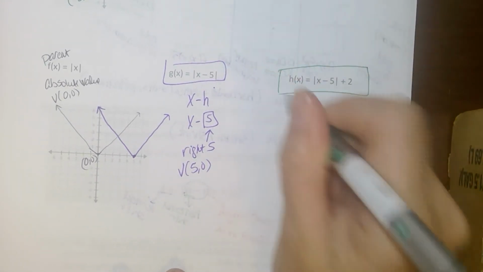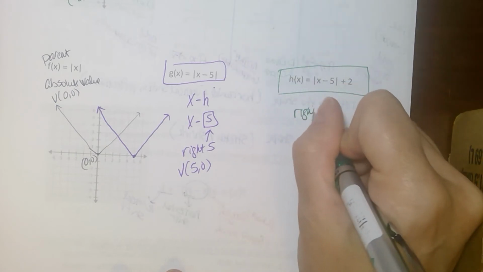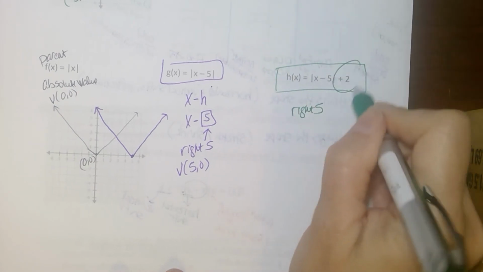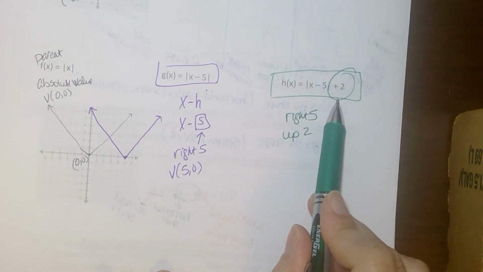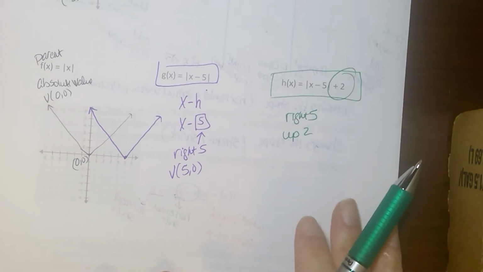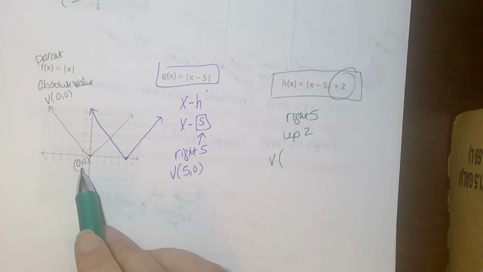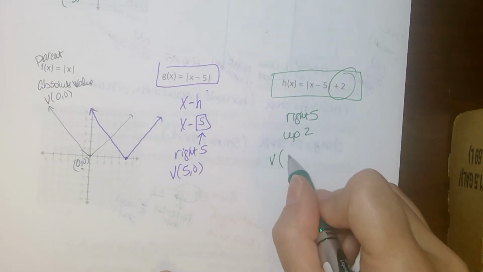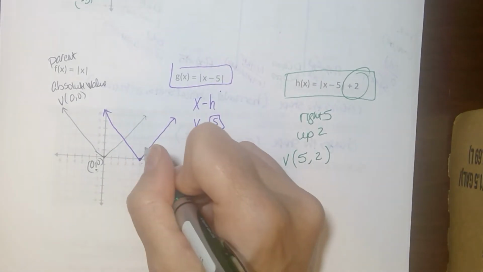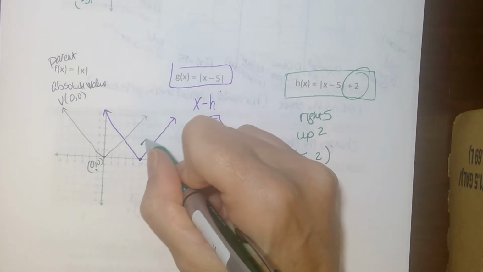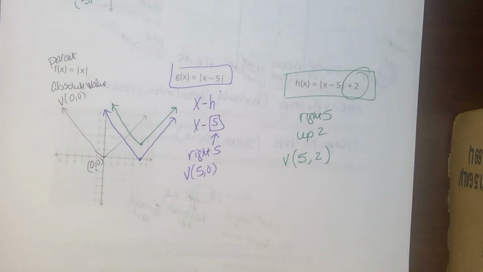And then h of x has 2 rigid transformations. I'm doing that shift to the right 5 units again, but then I'm adding a shift up 2 units. That's my vertical transformation, and it's plus 2. It goes the way we expect. So my vertex, instead of being at the origin like the parent function, has gone to the right 5 and up 2 to fall at 5, 2. So this would be h of x, rigid transformations.